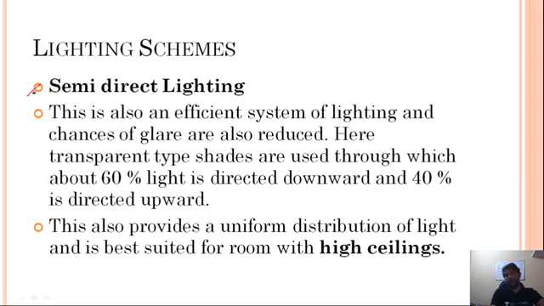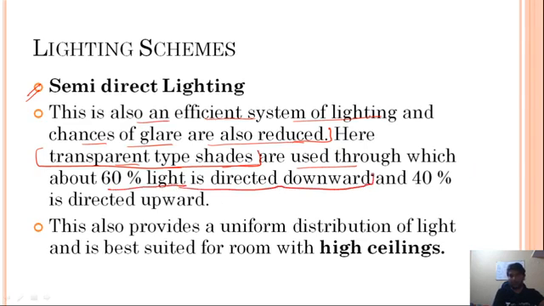Semi-direct lighting. This is an efficient system of lighting and chances of glare are also reduced. So here transparent type shades are used. Which type of shades? Transparent, through which 60% of light is directed downward.